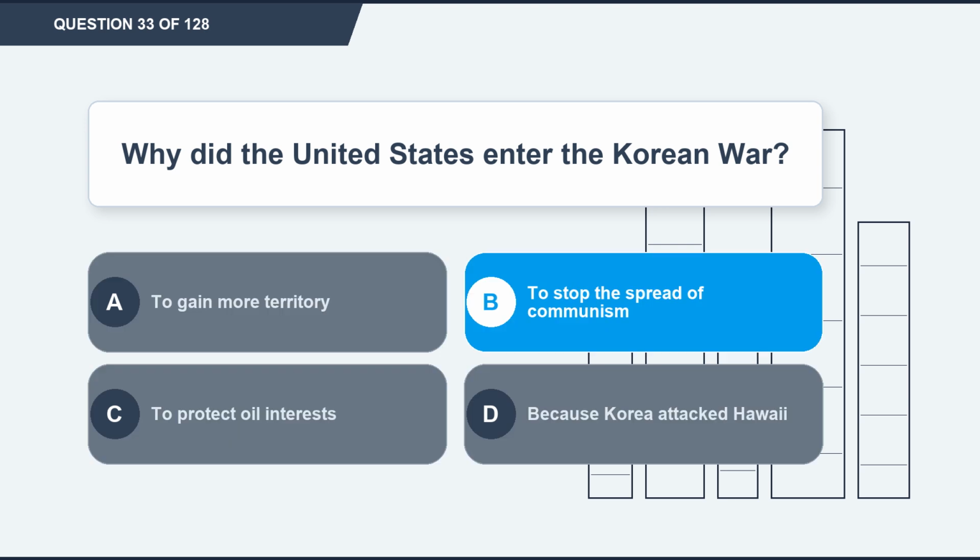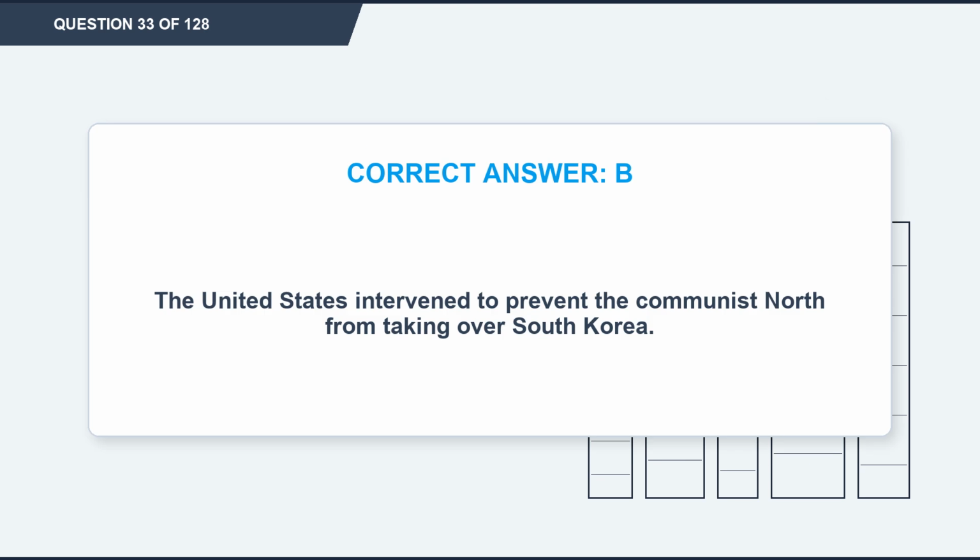The correct answer is option B. To stop the spread of communism. Explanation. The United States intervened to prevent the communist North from taking over South Korea.